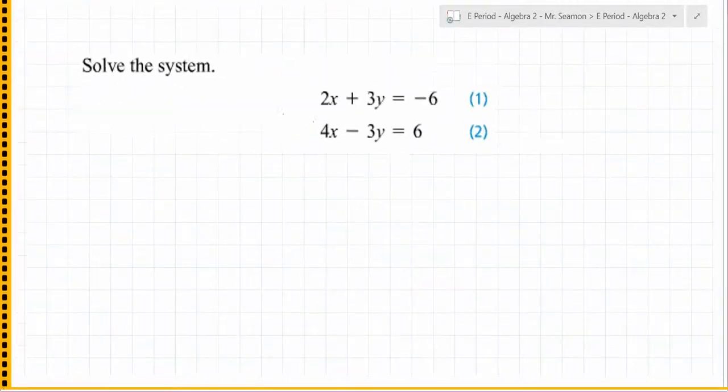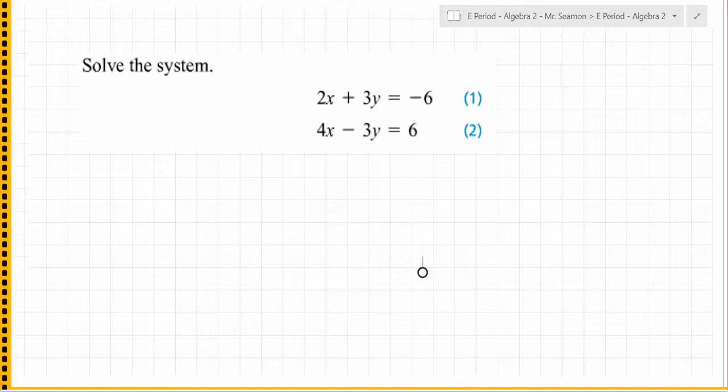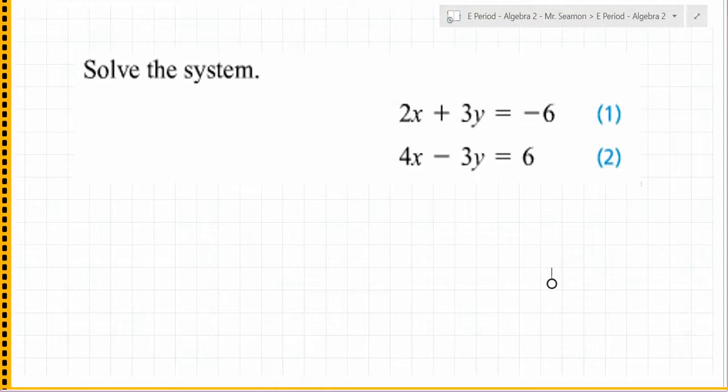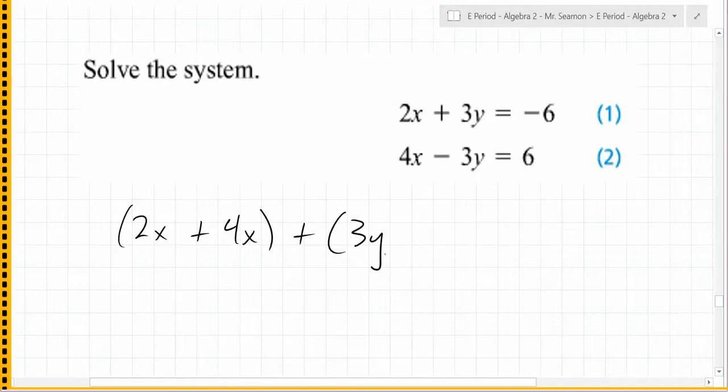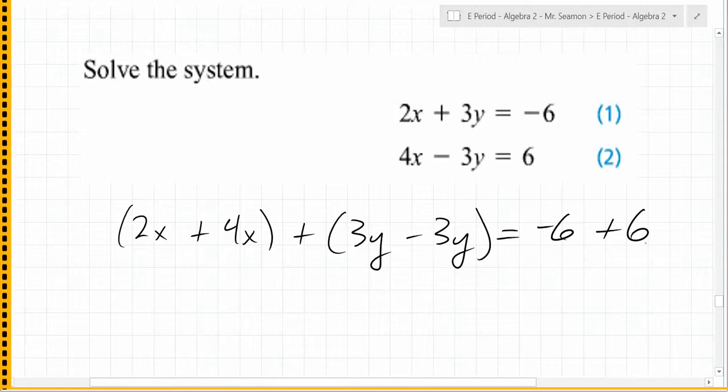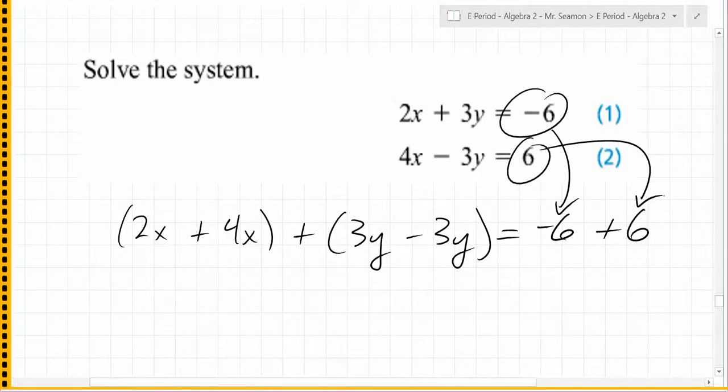Take a look at this, everybody. Put your pens down. Take a look. You have 2x plus 3y equals negative 6, and you have 4x minus 3y equals 6. You can add equations together. Look what happens. You have 2x plus 4x plus 3y minus 3y is equal to negative 6 plus 6. All I did was add both sides together. You don't even have to have the parentheses in it. That was just me being overly neat.